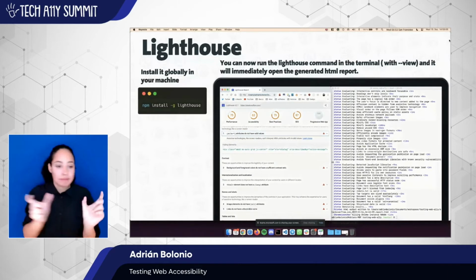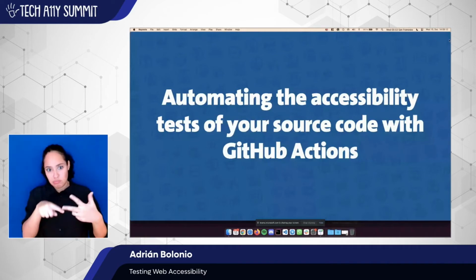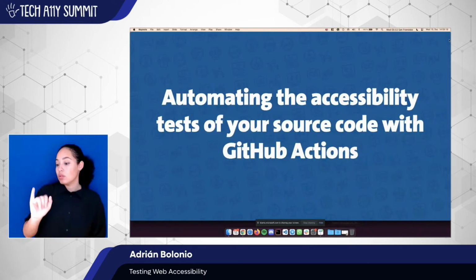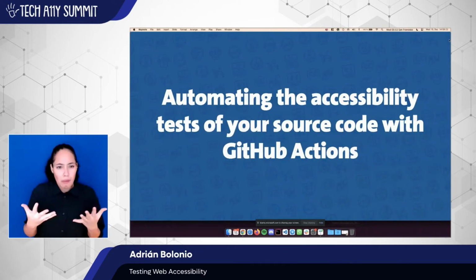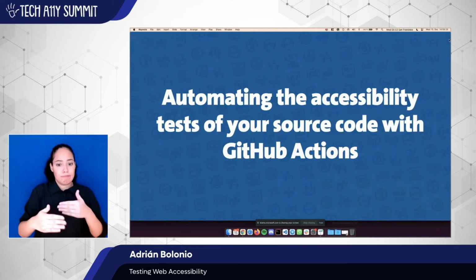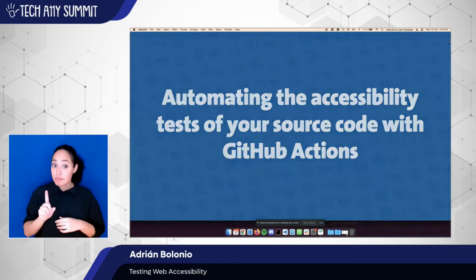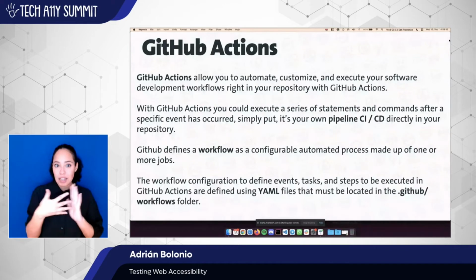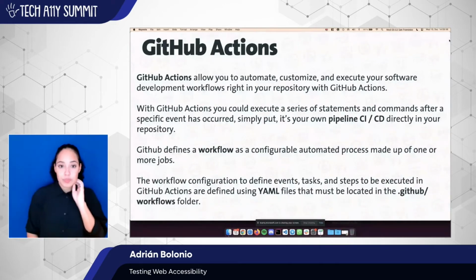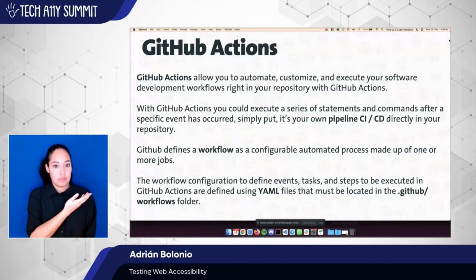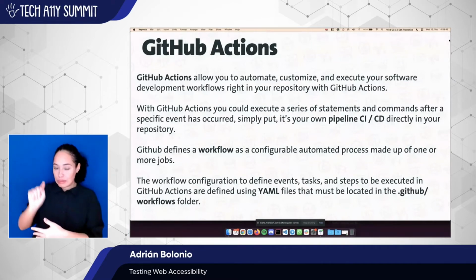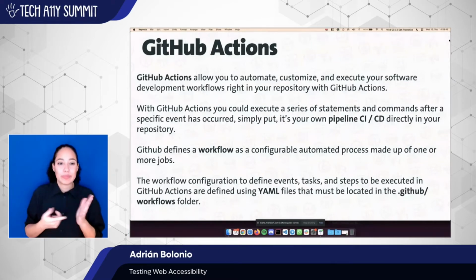So how can we use all these automated tests and the unit test examples that I showed you to automate the accessibility test of our source code? If you have your code hosted in GitHub, you can take the power of GitHub Actions to automate the tests of your code, not only accessibility. So GitHub Actions are a workflow with a list of tasks that you can perform. It's basically having some kind of CI/CD directly in your repository.